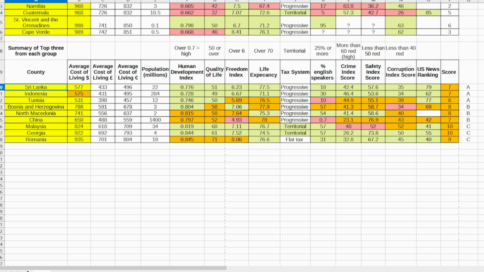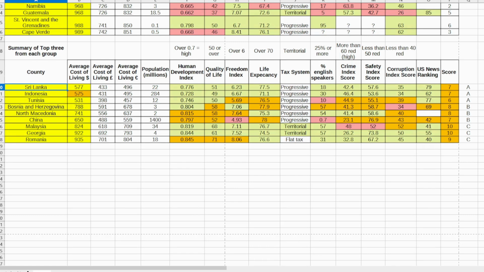Of the countries moving into the next round, there were only 2 countries which achieved 10 points, which were Malaysia and Georgia. Only 1 country had 9 points, which was Romania. 2 countries had 8 points, which were North Macedonia and Bosnia and Herzegovina. And 3 countries had 7 points, which were Sri Lanka, Indonesia and China.